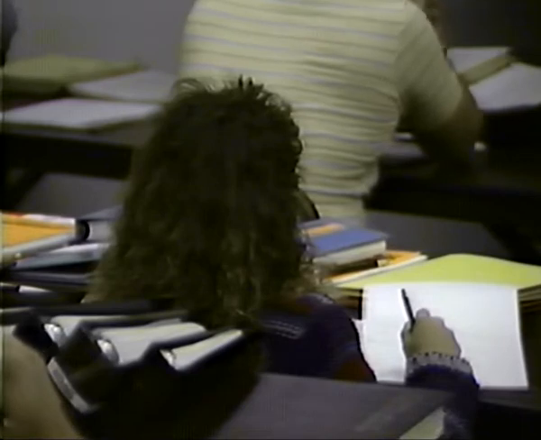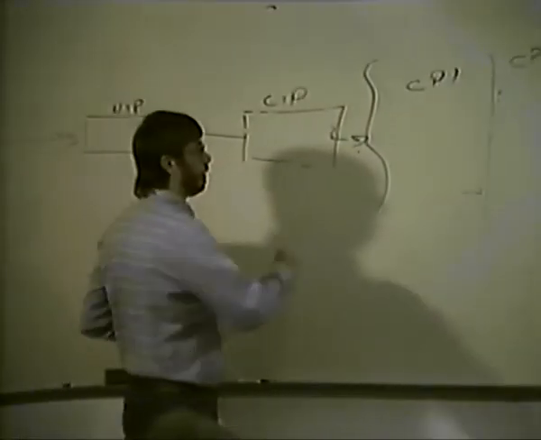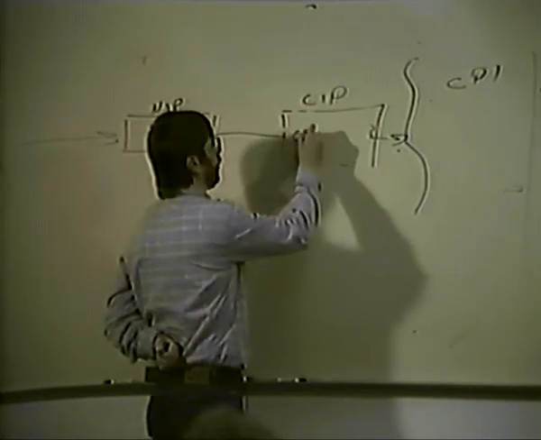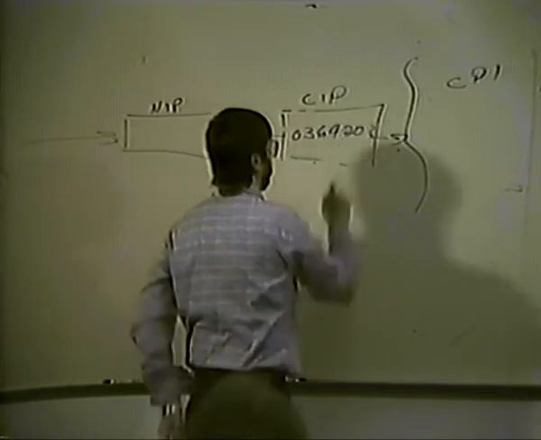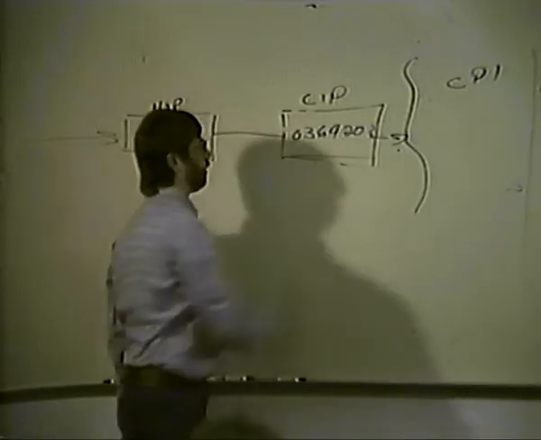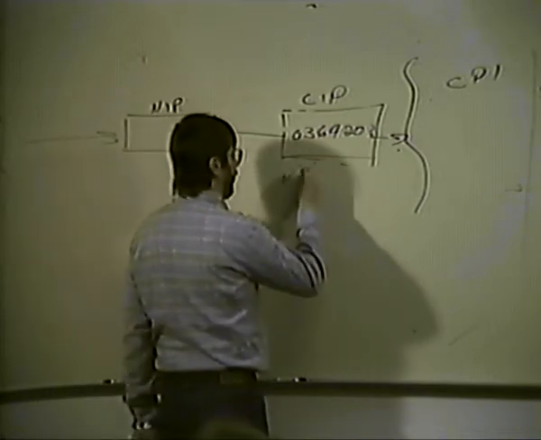All right, now that we've talked about that instruction, let's go back here and stick it in CIP and see what happens. So we had an 036 420. We got to check for reservations on what?